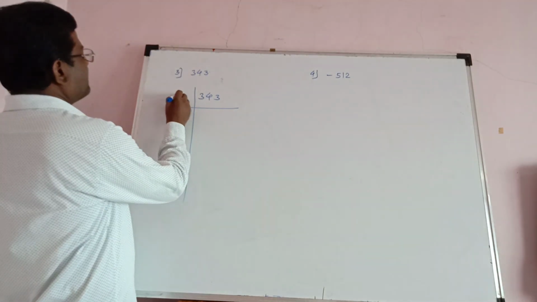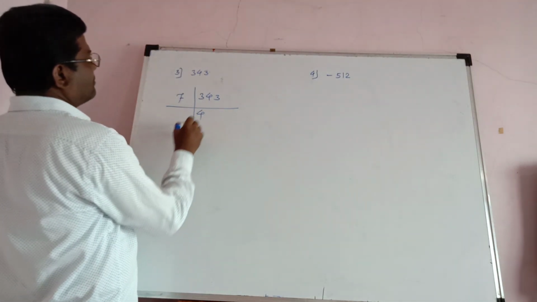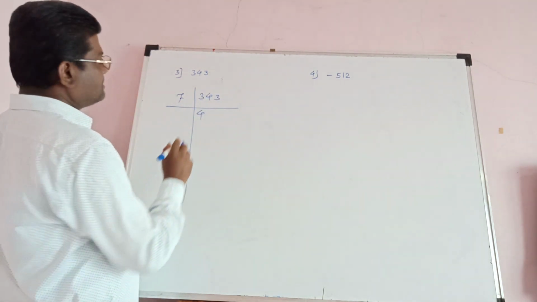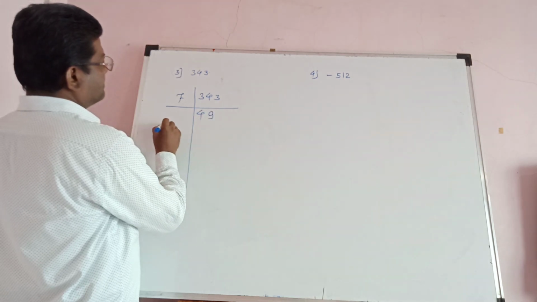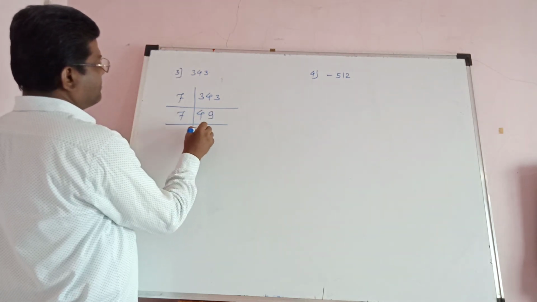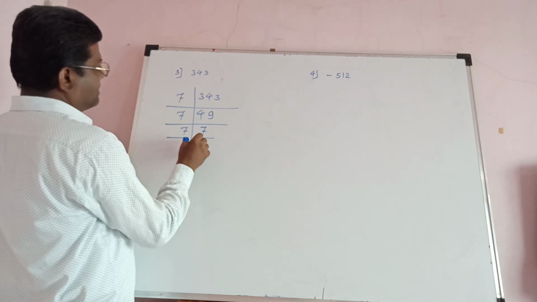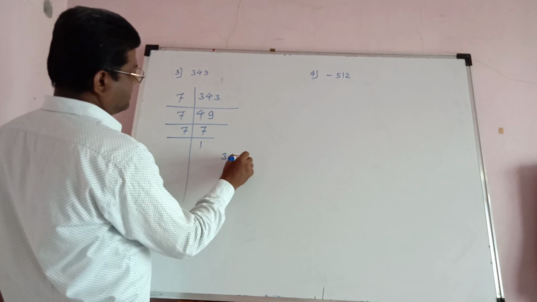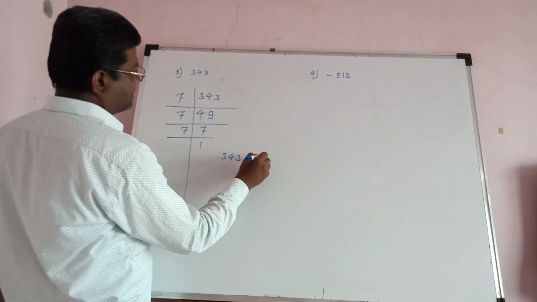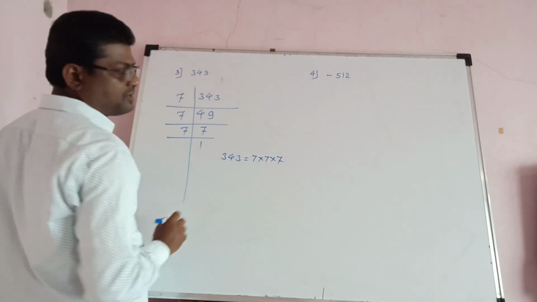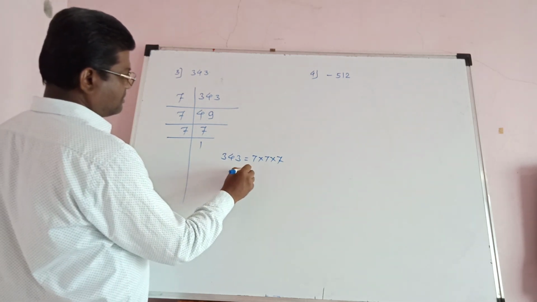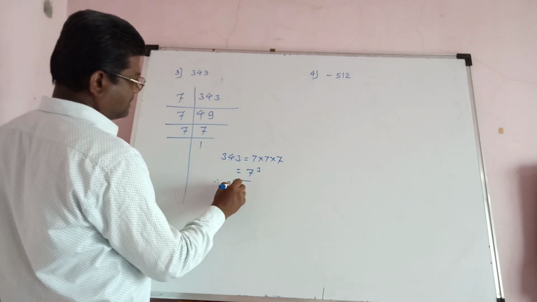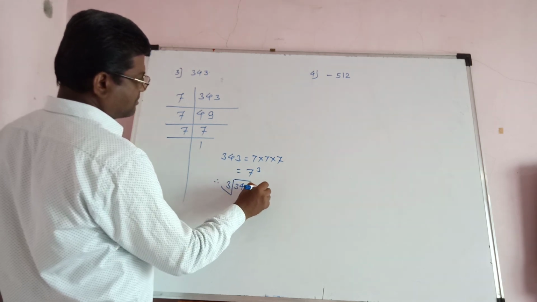So we divide by 7. 7 4s are 28, remaining 6 and 3 is 63. 7 9s are 63. Then 7 7s are 49. 7 1s are 7. So 343 can be written as 7 into 7 into 7, which is 7 raised to 3. Therefore, cube root of 343 is equal to 7.